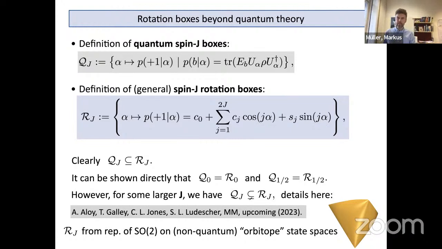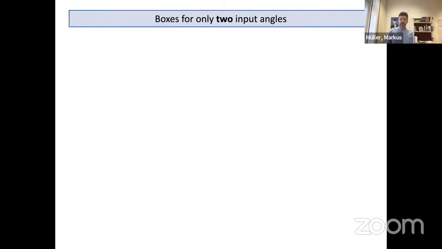And similarly, rotation boxes would come from a representation of the rotations on some other state space, namely ones that mathematicians call orbitopes. So some other kinds of exotic state spaces that would give you these probabilities. But it would still preserve this representation theoretic nature of how you would think of space-time transformations acting on your probabilities. Good.